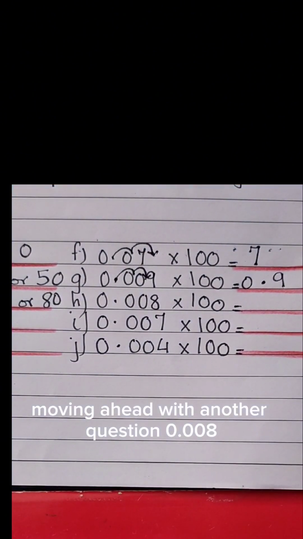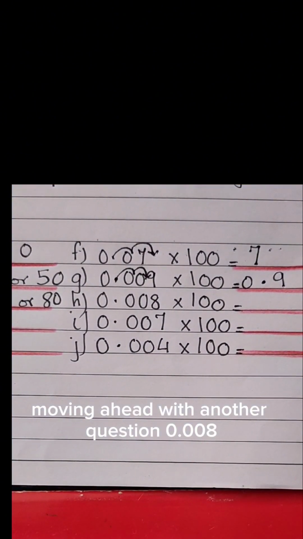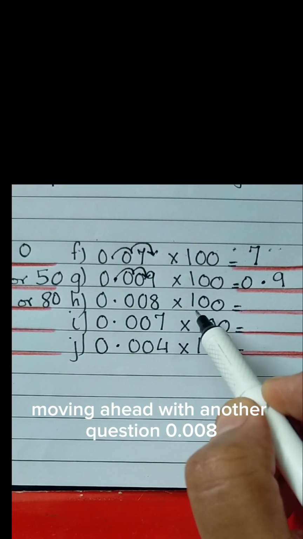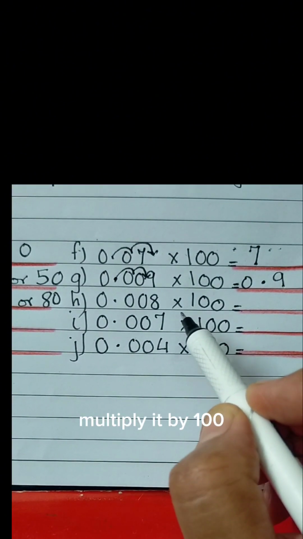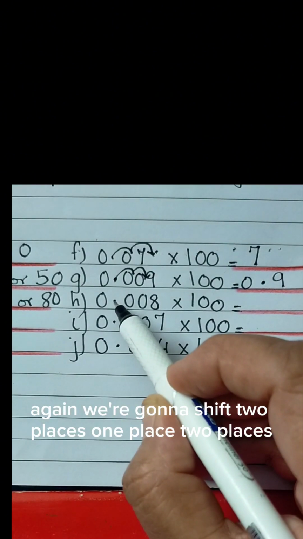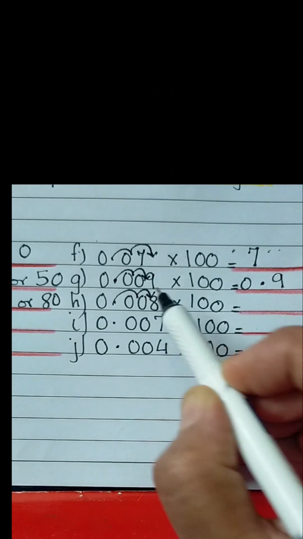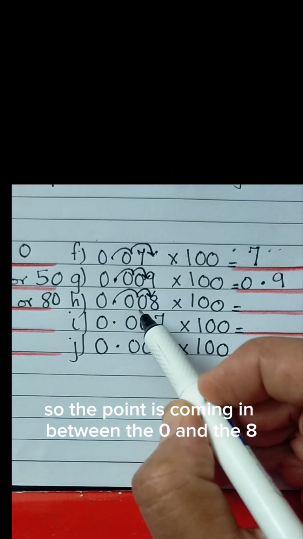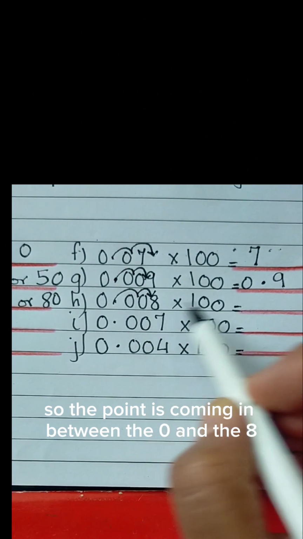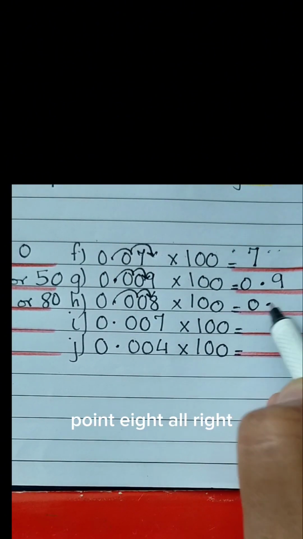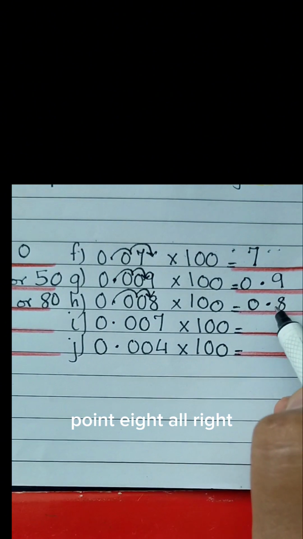Moving ahead with another question. 0.008. Multiply it by 100. Again, we're going to shift 2 places, 1 place, 2 places. So the point is coming in between the 0 and the 8. So we just can write a single 0 there, 0.8. Alright.